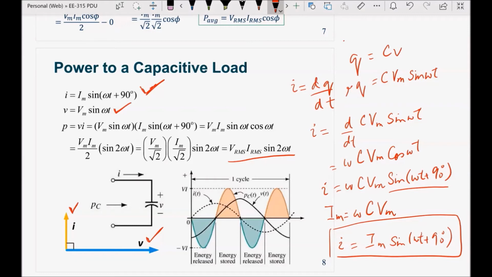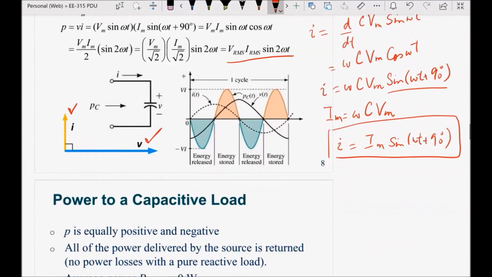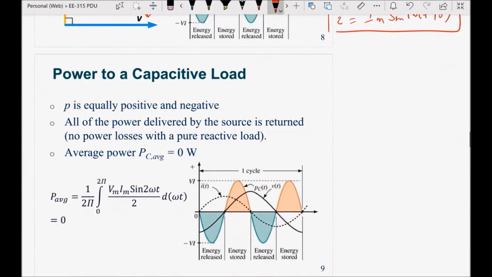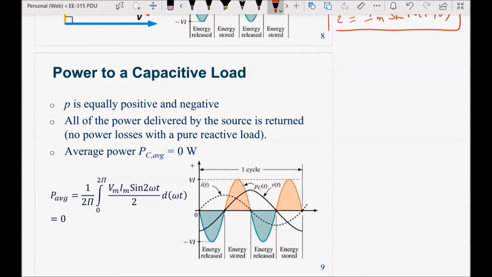Similarly, if we move further, as in the case of a pure inductive load, the average power here for the capacitive load is calculated to be 0, which again means that the power stored by the pure capacitor is equal to the power released. So this concept is also verified for a pure capacitive load.